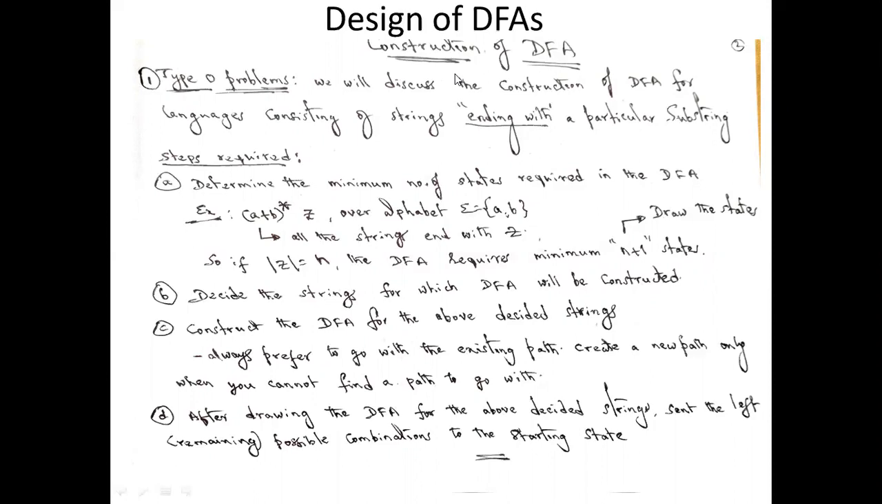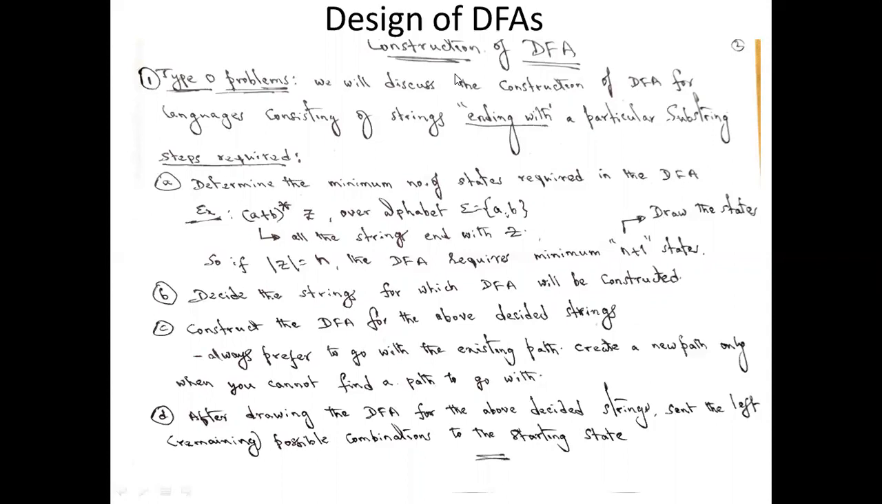First, the example I took is like type 0 problems. All the type 0 problems are like all the strings of a language ending with some substring. So the problems are like constructing a DFA. Generally DFA is used for accepting languages, so here we are going to construct a DFA that accepts languages.